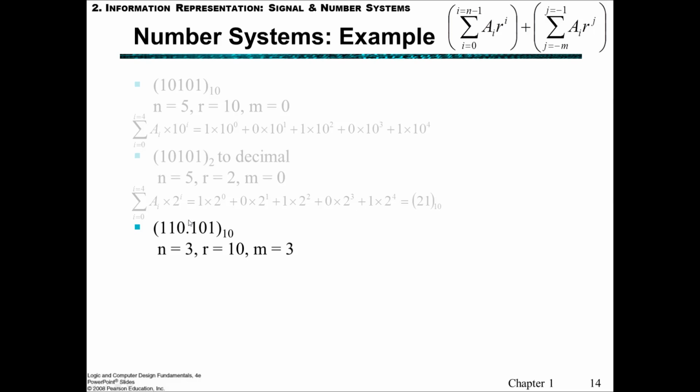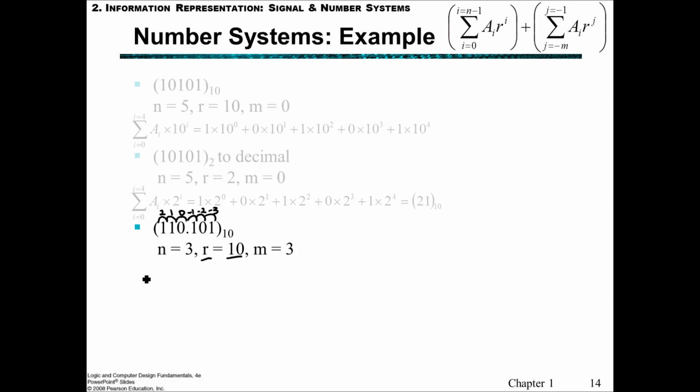Okay, and then for the next example, we've got the number 110.101 in decimal, and the number of digits to the left of the decimal place is 3, 1, 2, 3, and these are the 0th, 1st, 2nd, and the number of digits to the right is also 3, 1, 3, and this is -1, -2, -3. And the radix again is 10, the same as the first example.